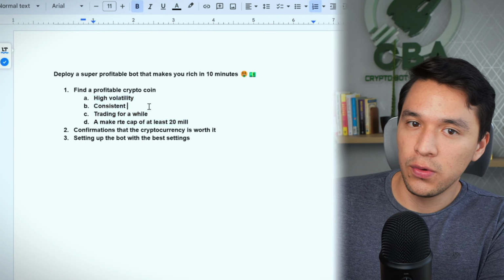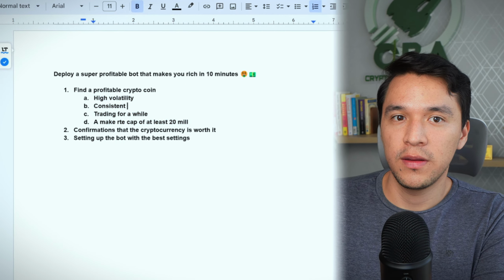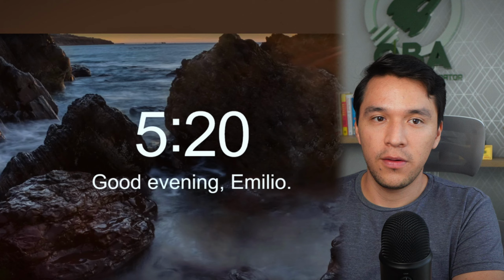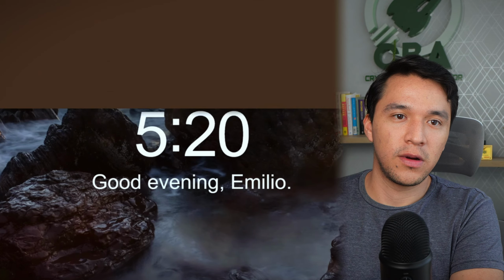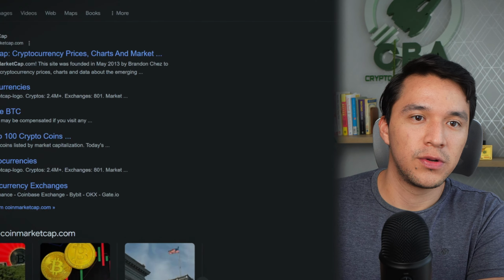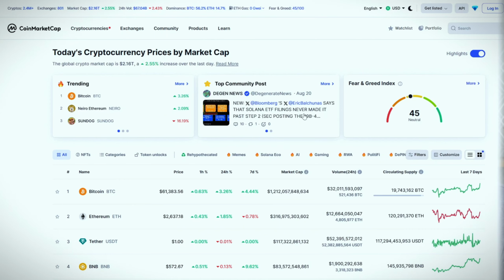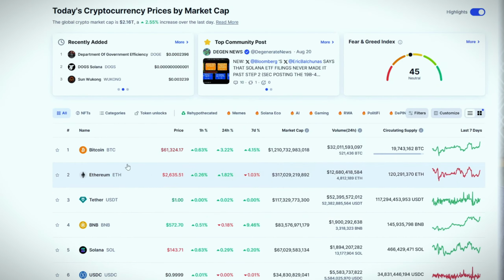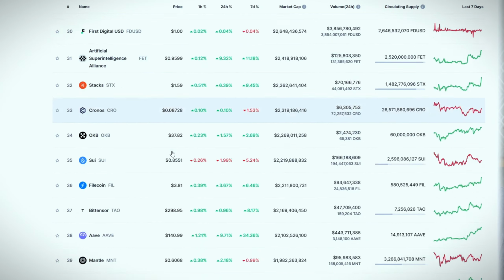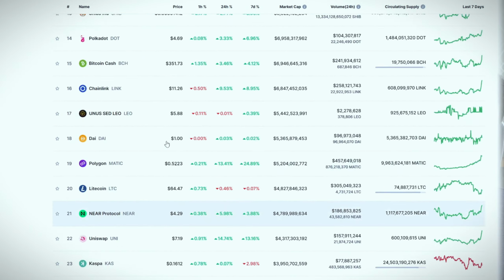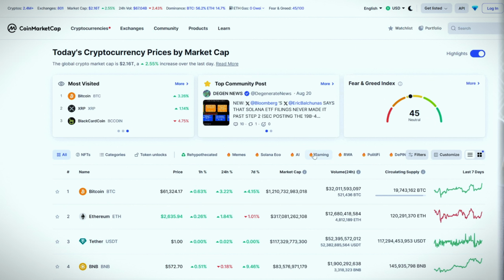And the best tool you can use to find a crypto coin that is worth investing in right now is CoinMarketCap. So that's where we're gonna go. We're gonna go to CoinMarketCap and we're gonna be searching for a profitable crypto coin. Now, if you search the first 50, then it's very likely you are not gonna find something with too much volatility.